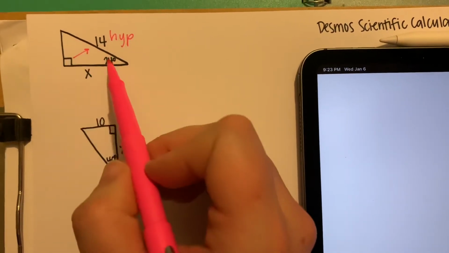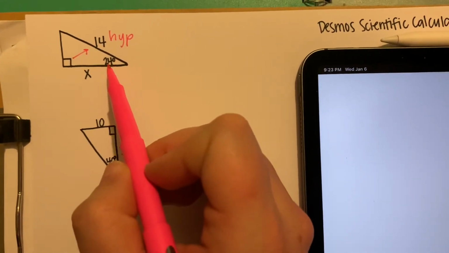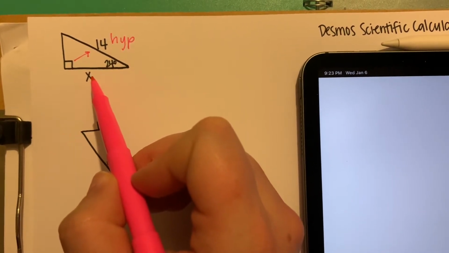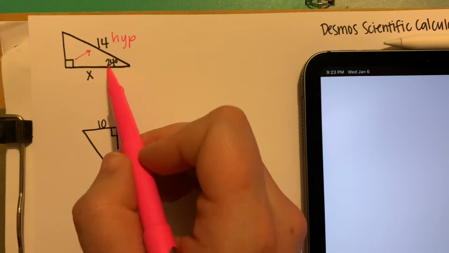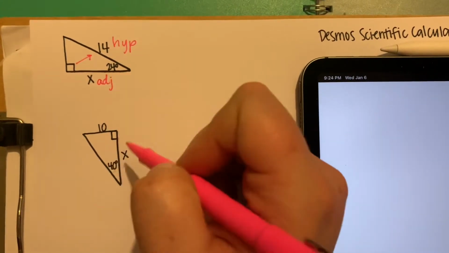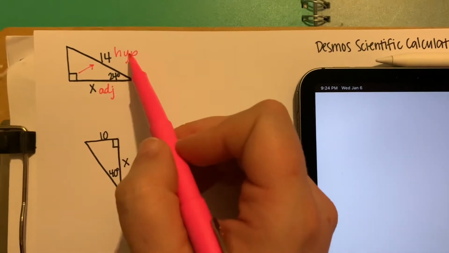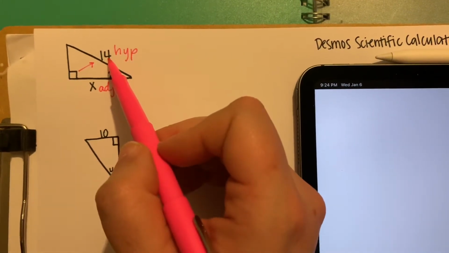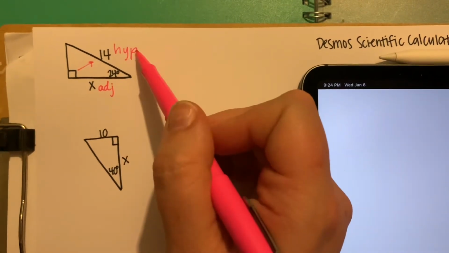This is 24 degrees. This is the angle I'm working with. And this side is the one I'm trying to label. It's adjacent to it. It's right next to it. So I'm going to write adjacent here. Based off of these two things that I have, the one that I'm trying to find and the one that I'm given, that's adjacent and hypotenuse.